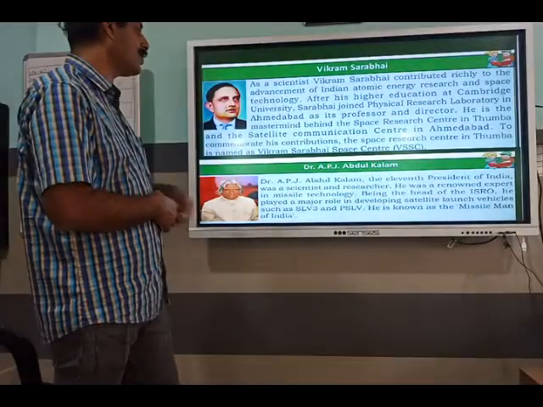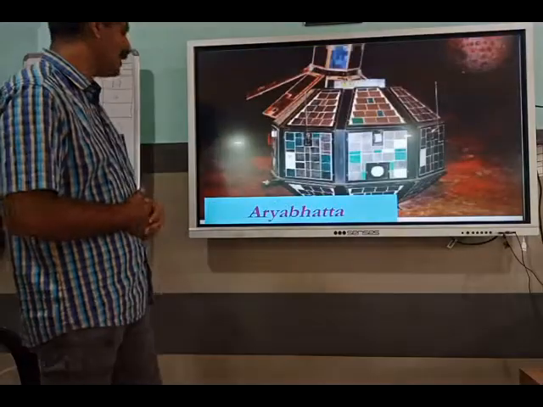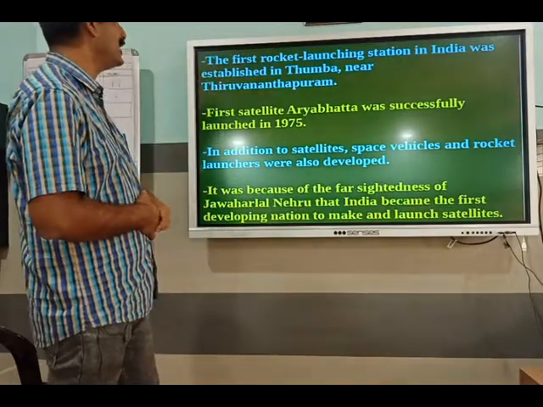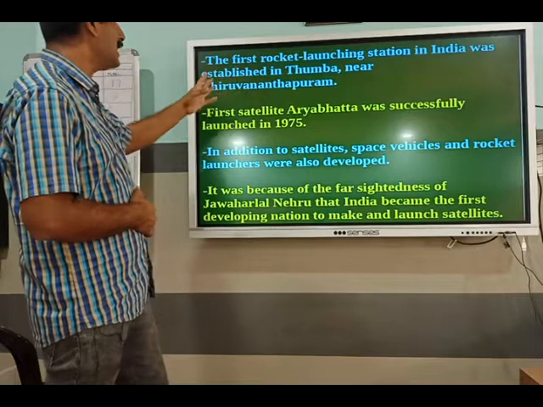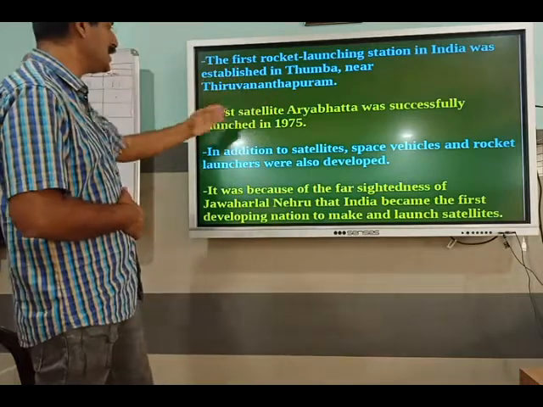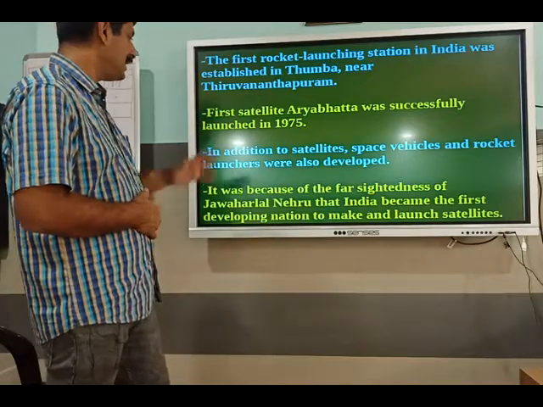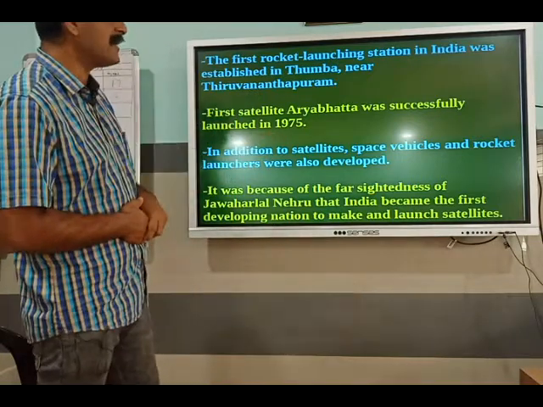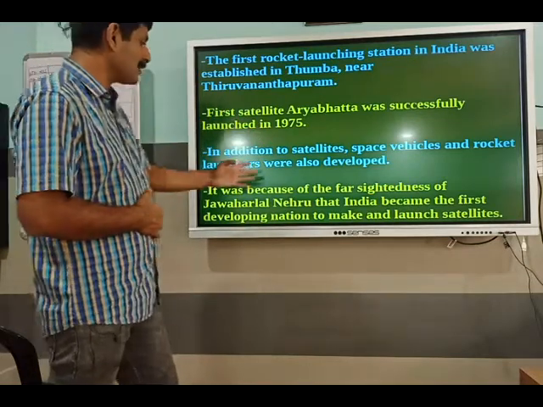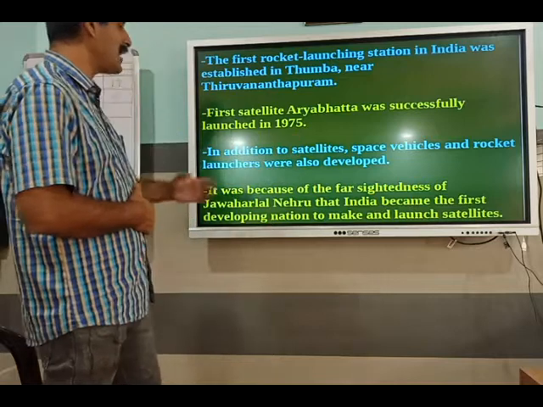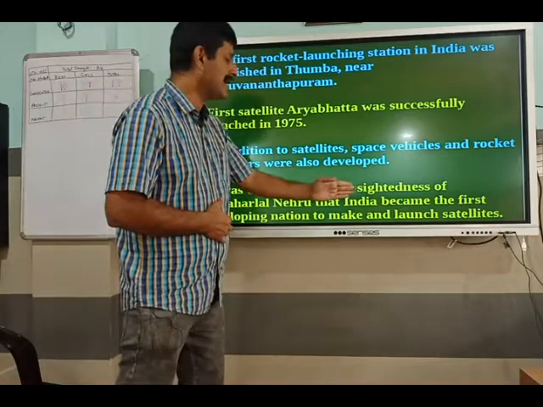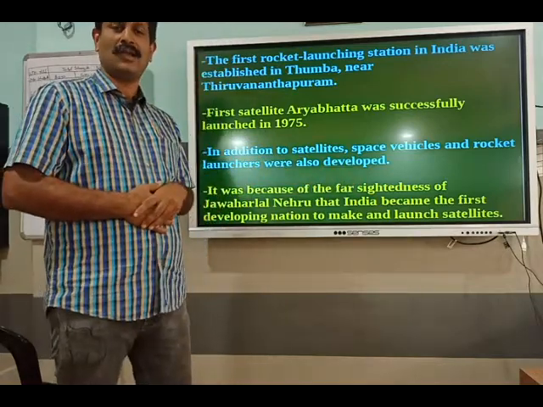We already know about Dr. APJ Abdul Kalam's contribution. The first rocket launch station in India was established in Thumba near Trivandrum. The first satellite, Aryabhatta, was successfully launched in 1975. In addition to satellites, space vehicles and rocket launchers were also being developed. It was because of the farsightedness of Jawaharlal Nehru that India became the first developing nation to make and launch satellites.